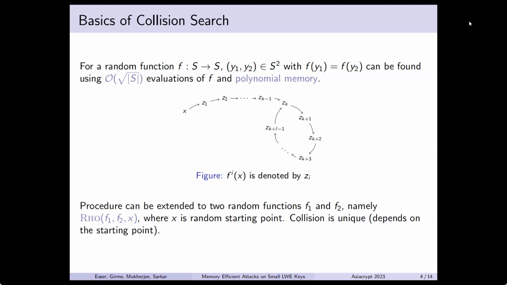with just square root of S many evaluations of f, you can basically find y1 and y2 such that f of y1 is equal to f of y2. Right? So if you just look at this diagram, you start with a starting point and you keep on applying f on it. Since it's a finite set, at some point it has to repeat, and so you get this rho kind of structure here. So you can see that z_{k-1} and z_{k+l-1} both of them map to z_k. So basically, z_{k-1} and z_{k+l-1} are the colliding points, right?